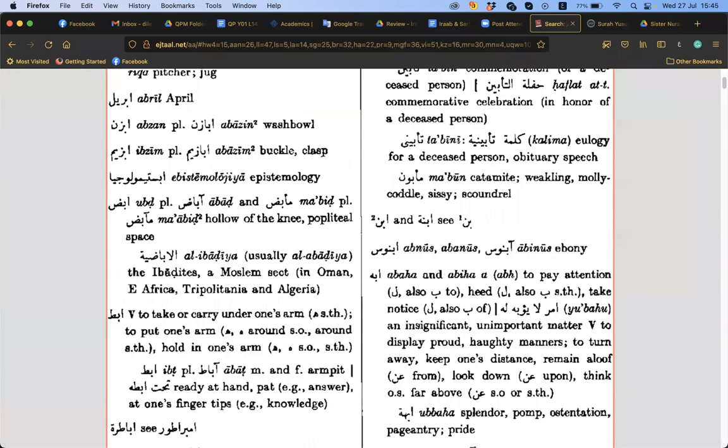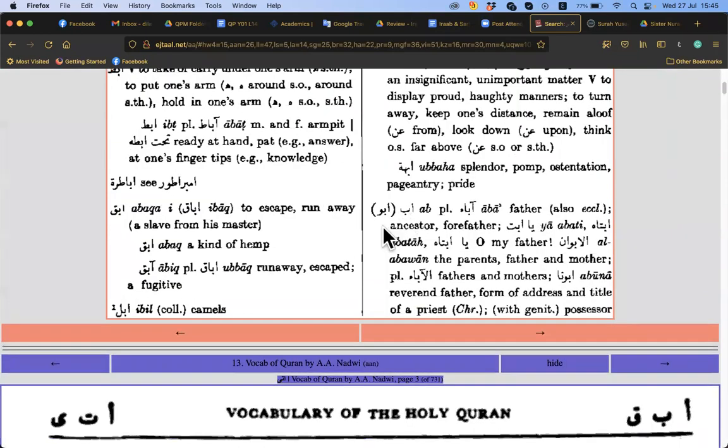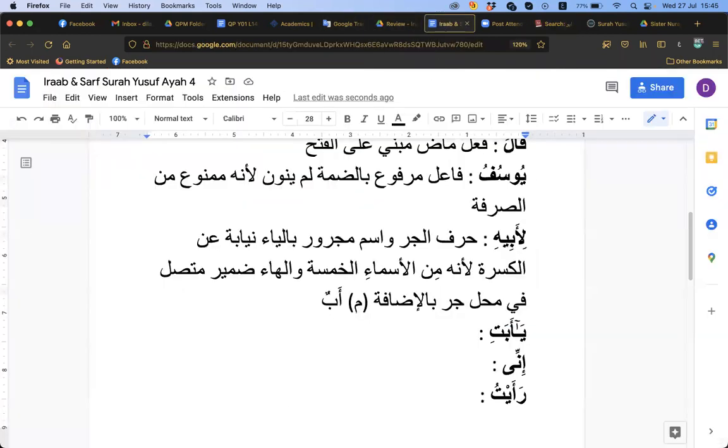I tried to find Hamzah ba nun, but I could not find it. So yes, Hamzah ba wow. Then you can go straight to this page. So yes, the plural is ba with a long alif.